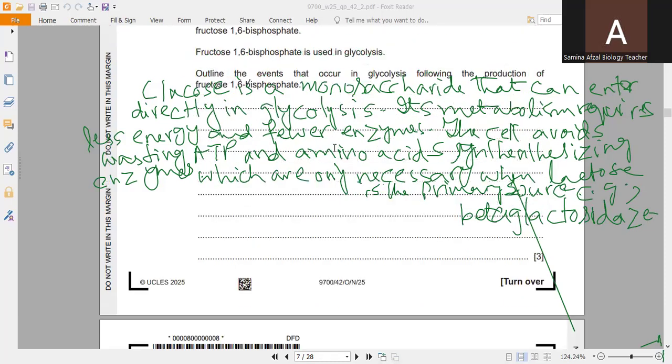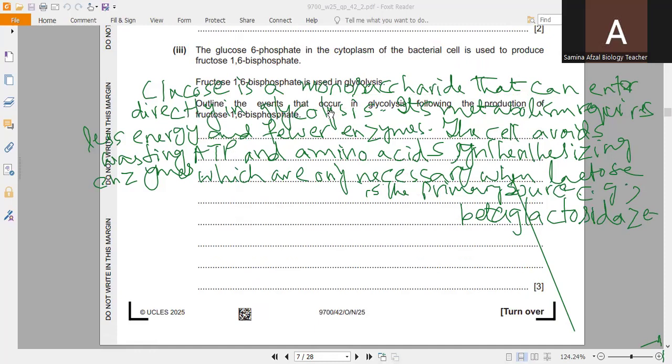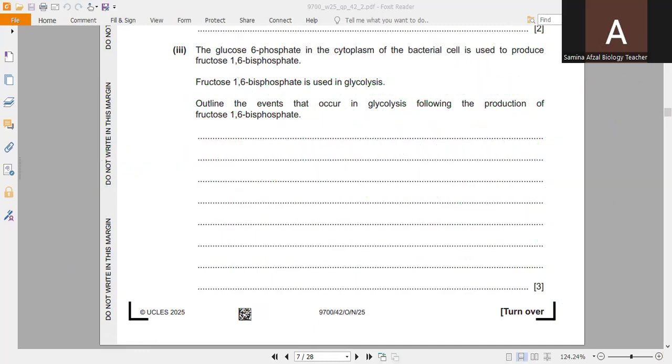So the next part of this question is: the glucose 6-phosphate in the cytoplasm of the bacterial cell is used to produce fructose 1,6-bisphosphate. Fructose 1,6-bisphosphate is used in glycolysis. Outline the events that occur in glycolysis following the production of fructose 1,6-bisphosphate. So we have to write down the different steps which take place in glycolysis after the production of fructose 1,6-bisphosphate.